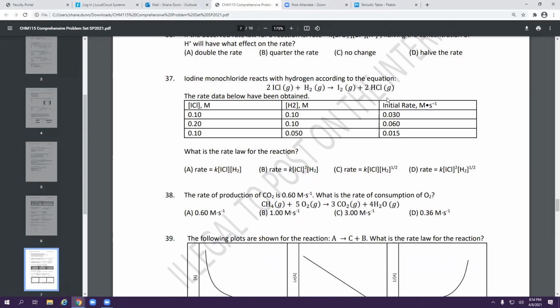Okay. Hey, 37. You guys know how to do these ones, right? These look familiar at all or no? Yeah. I'm going to quickly go over it because these should not be in your test. Because they're rate law, kinetics. Okay.